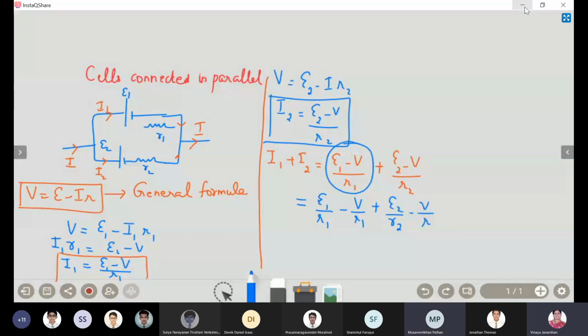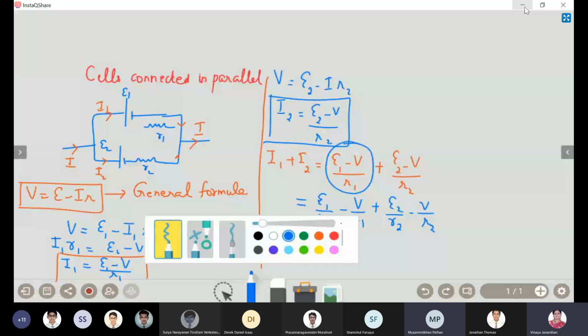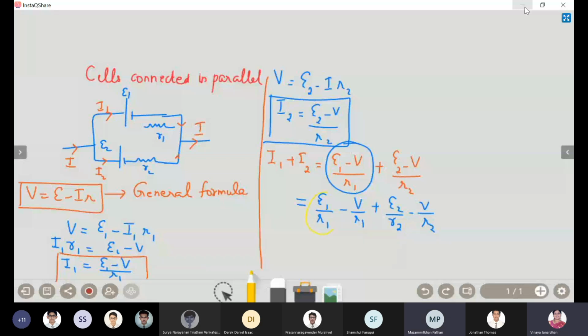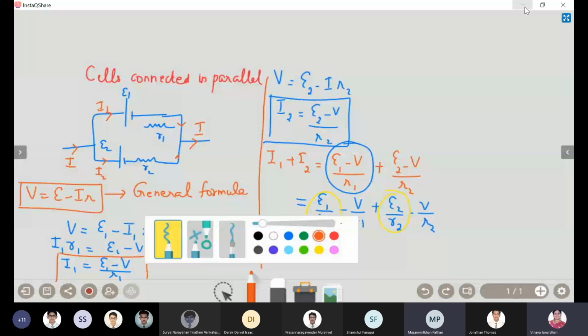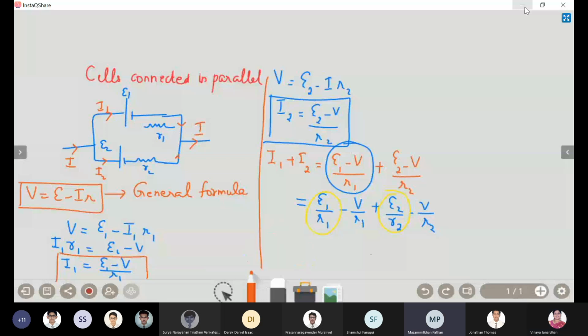Then we combine E1 by R1 plus E2 by R2, and now we can take common out. Minus V into 1 by R1 plus 1 by R2. Correct. And then we take the LCM.